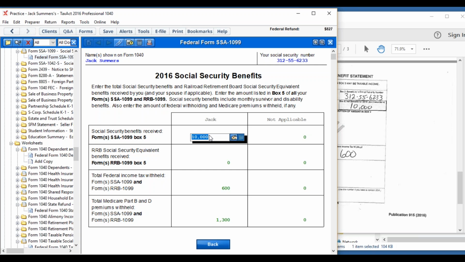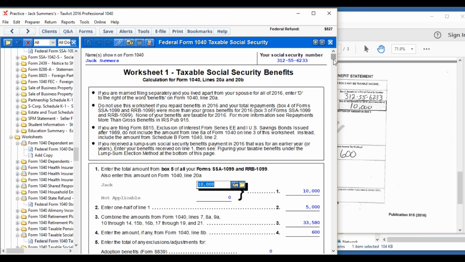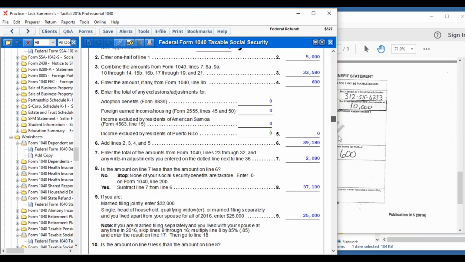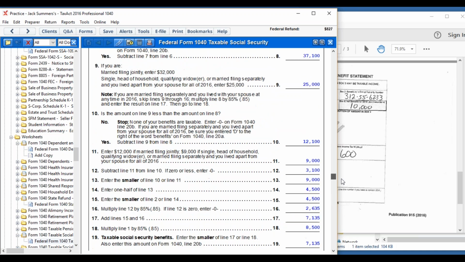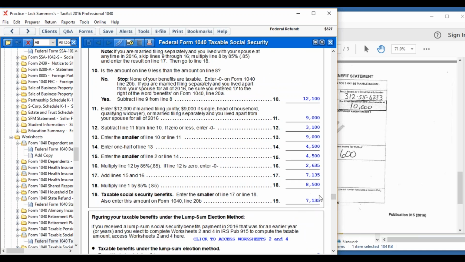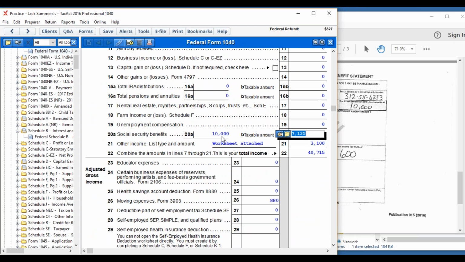So now the program, if you remember back to last week, it's going to know, do I take 50% and make it taxable? Is it going to be less than 50%? Is it going to be 85%? It actually goes through that here for you, and it's going to calculate out through all these different calculations. It says, okay, of the 10,000, we are going to tax you on 7135. They did the calculation for us instead of us having to do it. So 7135 out of the 10,000 is going to be taxable.